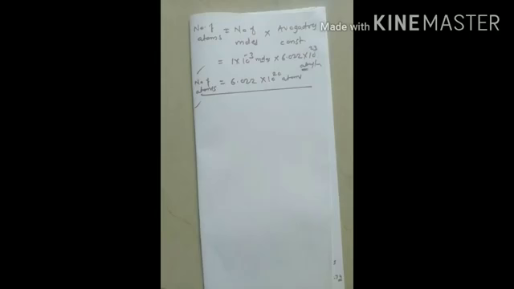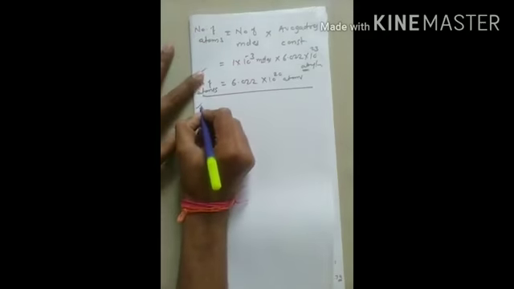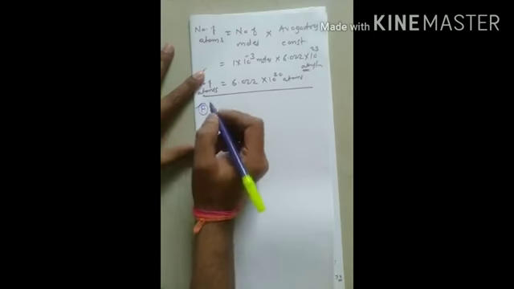Now we are going to solve the remaining numericals from our fourth question. Up to this we have finished 5 numericals. Now we are going to start with the sixth one, that is question number F.